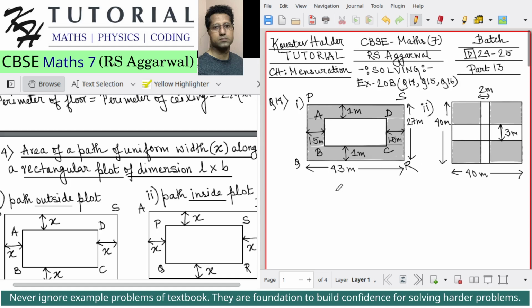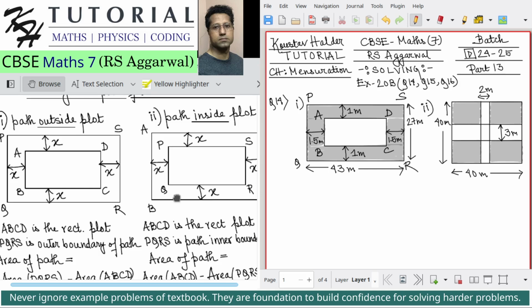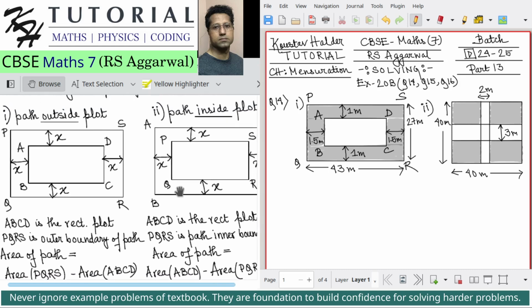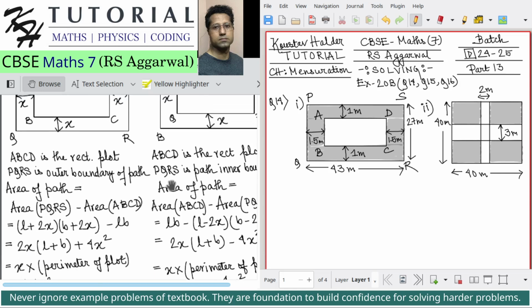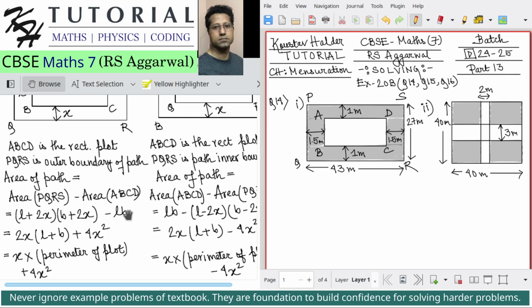So I cannot apply, as you can see on the left hand side, the formula I already discussed for when the path is outside the rectangular plot and the path is having a uniform width. We have the formula for the area of the path when it is outside the plot: 2x multiplied by L plus B plus 4x square, where x is the uniform width of the path, L is the length of the plot and B is the breadth of the plot.